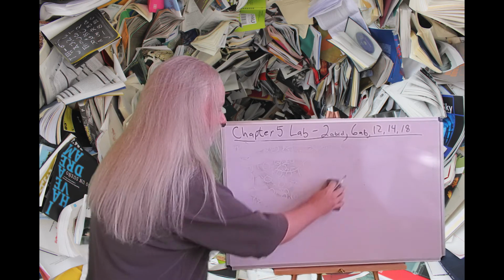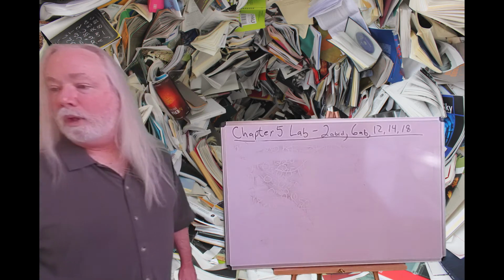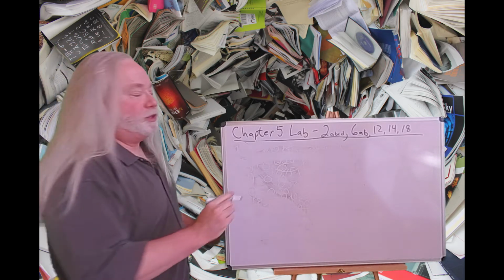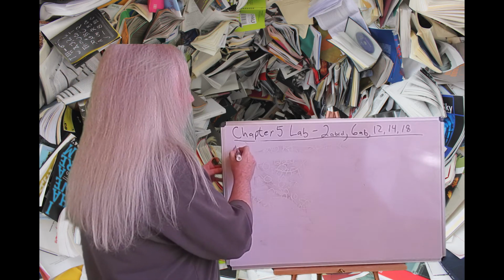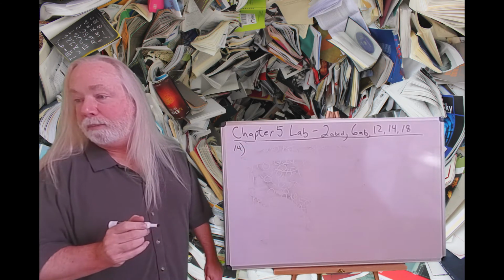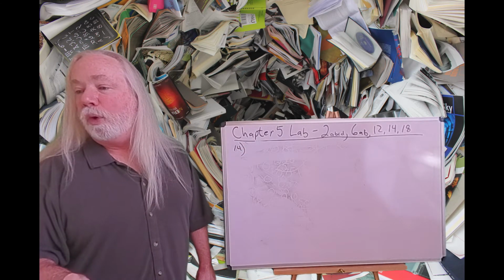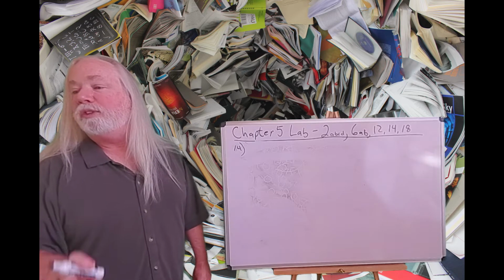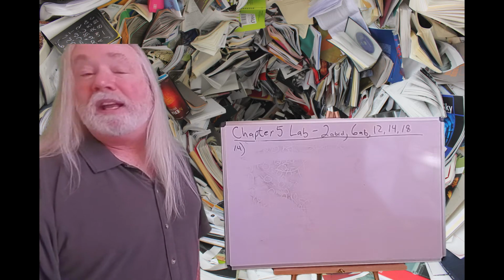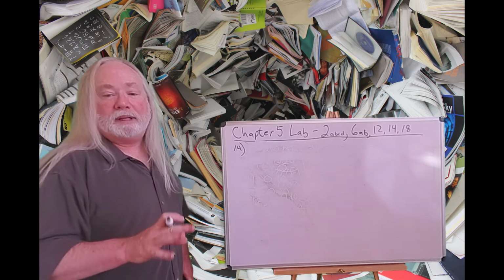So for 14, we're told that we have a population with a standard deviation of 14 points, and that a raw score of 24 corresponds to a z-score of -0.5. Now what we're trying to find is the population mean.